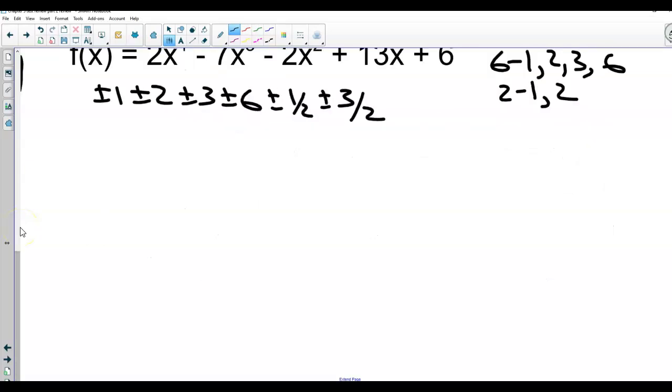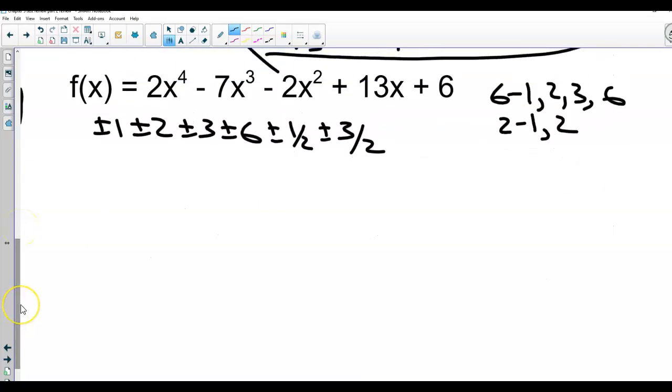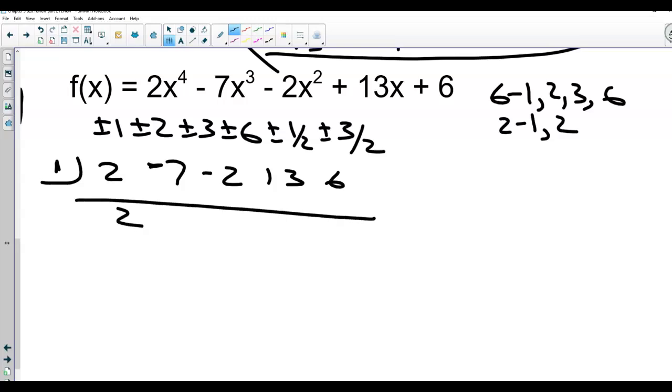All right, so synthetically dividing again here. Let's start with 1. All right, 2, negative 7, negative 2, 13, and 6. Drop the 2, we get negative 5, negative 7. Negative 7, we get a 6. Now be careful here. 6 times 1 is 6, that's 12, not 0. Sometimes people panic and say that's 0. That's not right.